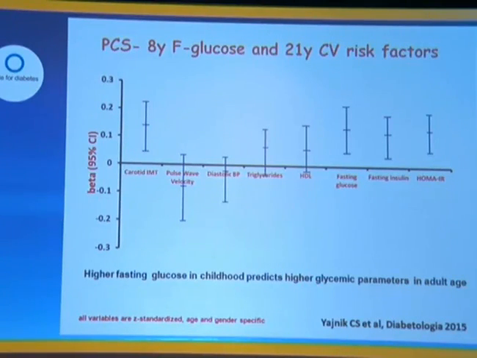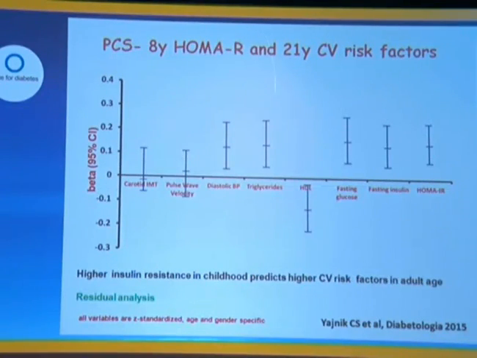So a 1 standard deviation change in glucose at 8 years would put your carotid IMT up by about 0.15 SDs. It would put your fasting glucose up by about a similar amount, fasting insulin and HOMA-IR, while it had no effect on these cardiovascular risk factors because they are crossing either side of 0. So glucose at 8 years is predicting your carotid intima media thickness and all the parameters related to glucose and insulin. If you look at HOMA at 8 years, in addition to the glucose and insulin, it then also predicts a lower HDL concentration, higher triglycerides, higher blood pressure.